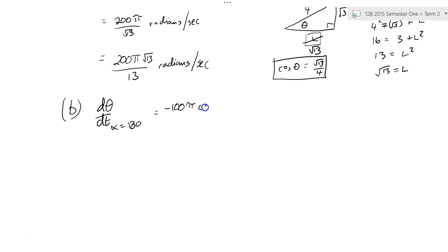So cosine 180 degrees divided by cosine 0 degrees. Negative 100 pi, cosine of 180 is negative 1, cosine of 0 is 1, so this is just 100 pi radians per second. And there you have it.